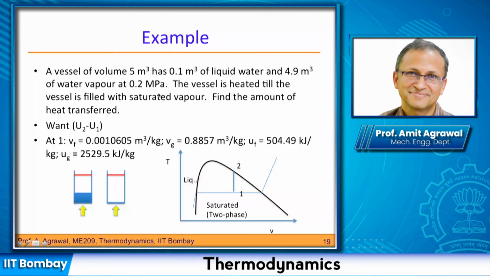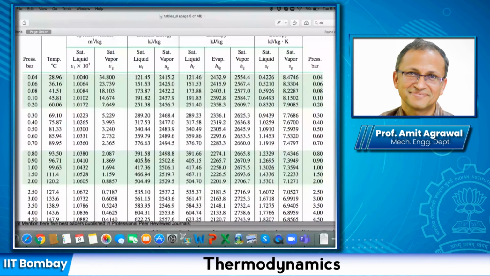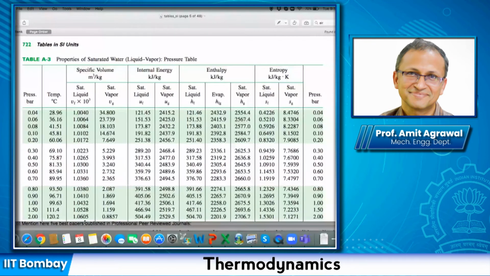So at 2 bars, I can find out what is my vf and what is my vg. I go to a steam table, look at 2 bar, and I should be able to find out all these four numbers: vf, vg, as well as uf and ug. At 2 bar pressure, you are essentially reading vf, vg, and similarly you are reading uf and ug.